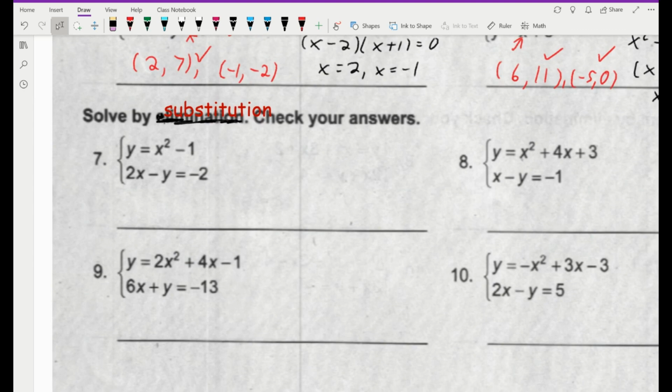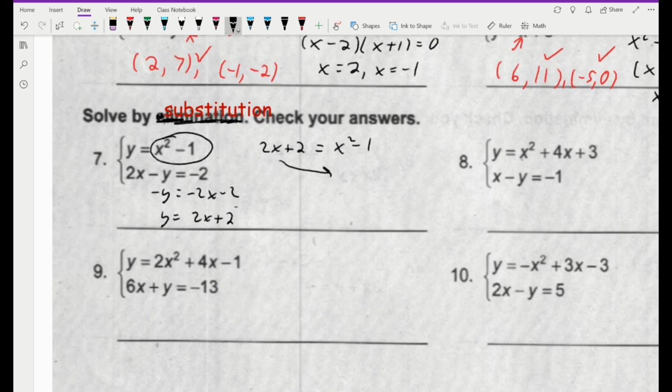Now, it says here solve by elimination. We won't use elimination when you have a quadratic and a linear equation. It's a lot of extra work. Substitution makes far more sense. So we'll just stick with our substitution method. Here we're going to solve for y. Divide both sides by negative 1, and we get y equals 2x plus 2. We can now do y equals y. So we have 2x plus 2 is equal to the other y, which is x squared minus 1.